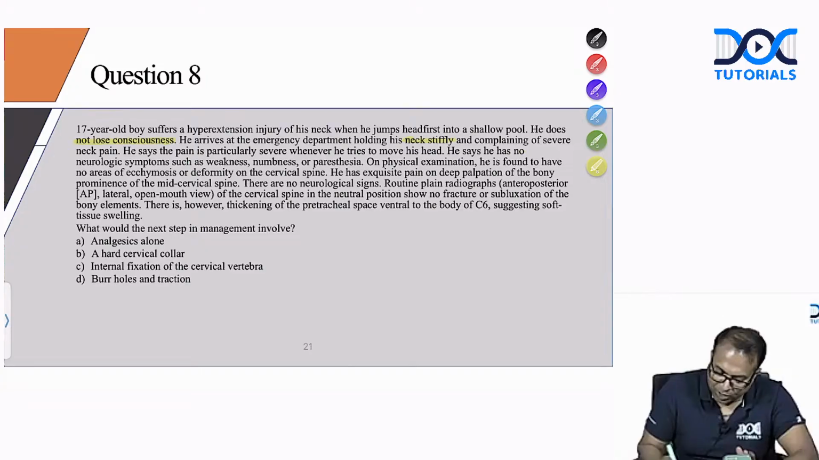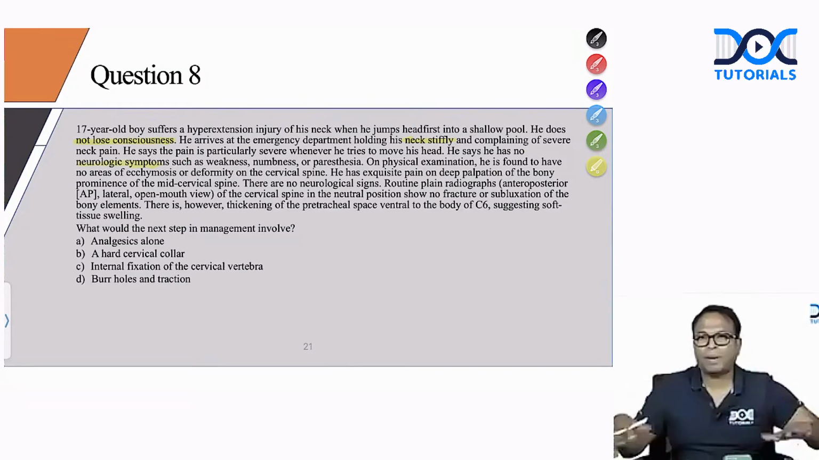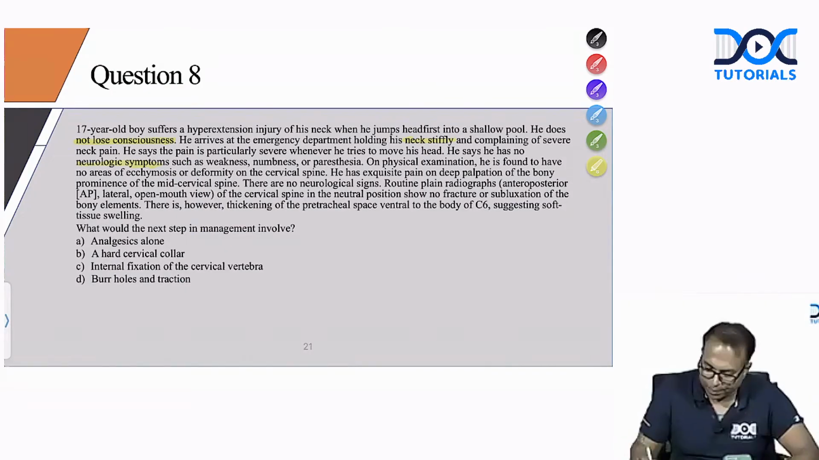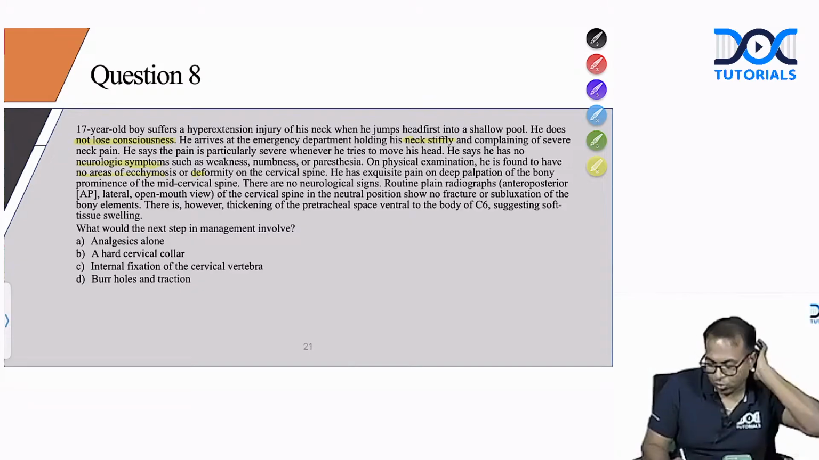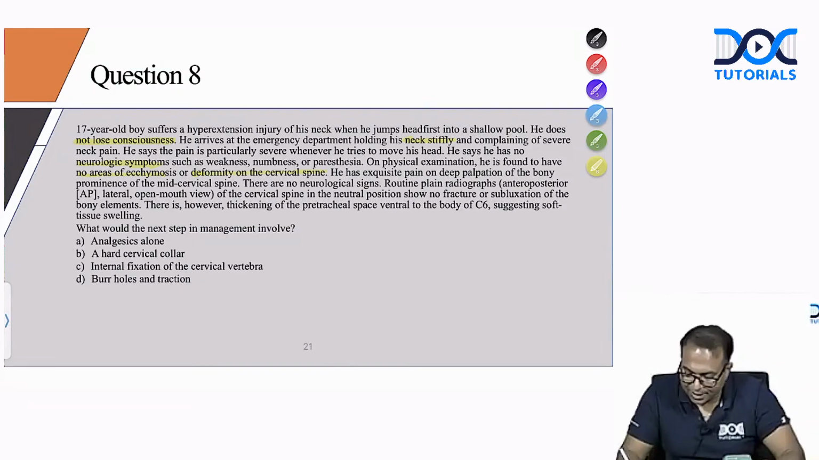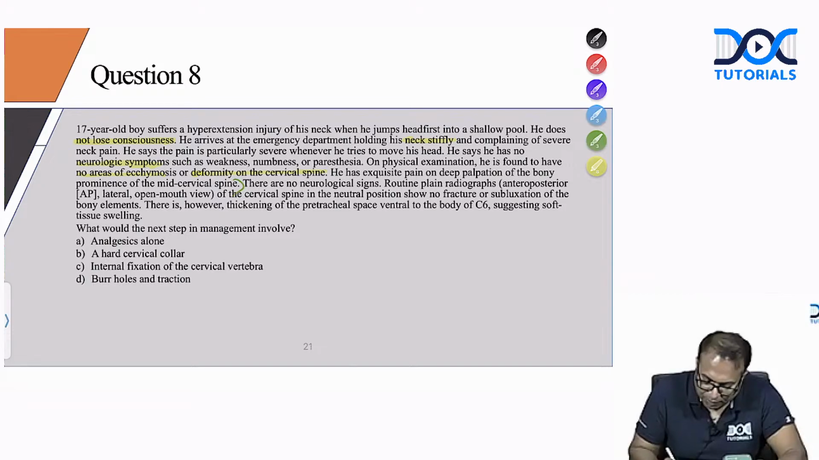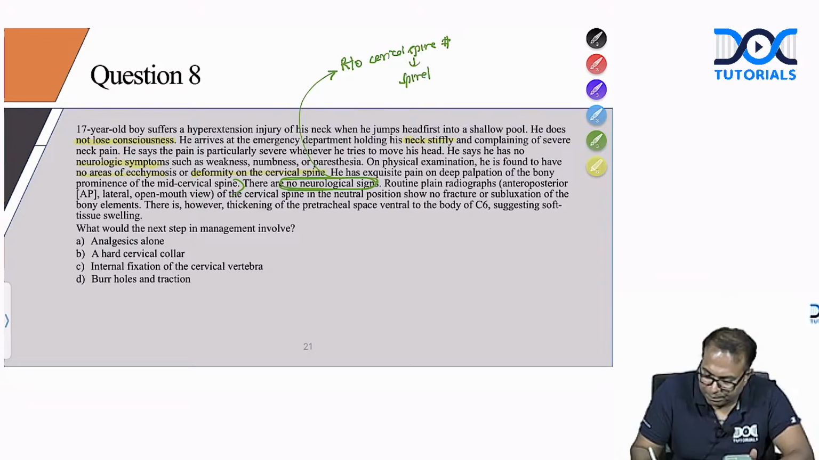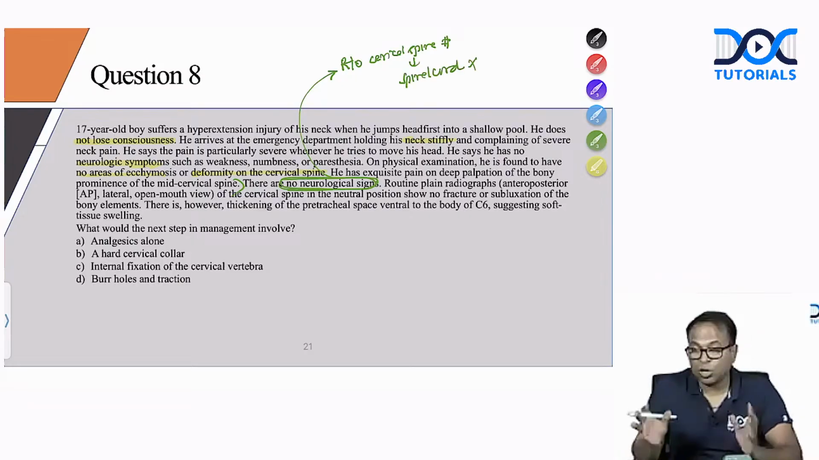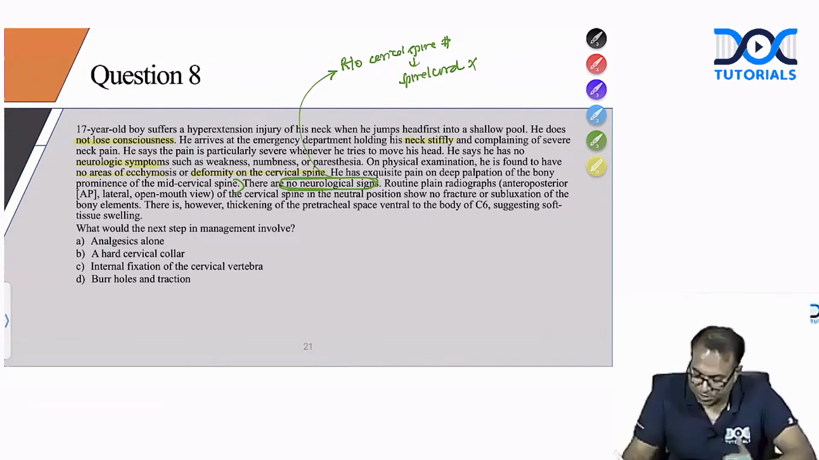He has no neurological symptoms, no paresthesia, no neurological symptoms in the lower body. On physical examination, he is found to have no areas of ecchymosis, no tenderness and no deformity in the cervical spine. He has exquisite pain on deep palpation of the bony prominence. There are no neurological signs. No neurological signs are mentioned mainly to rule out that a cervical spine fracture causing spinal cord compression is present. Cervical spine fracture causing spinal cord injury is not there.